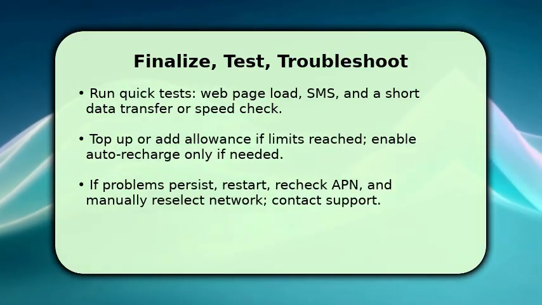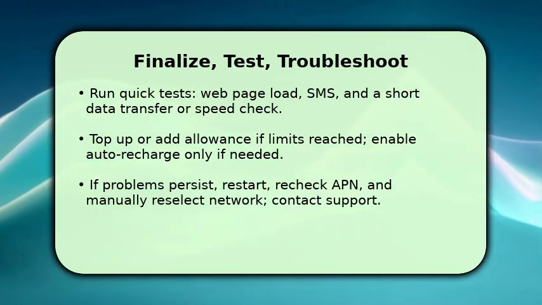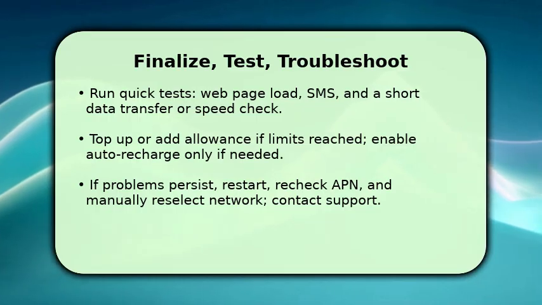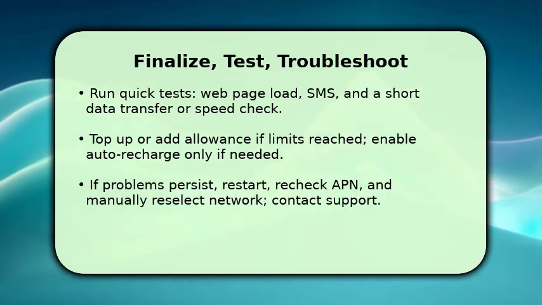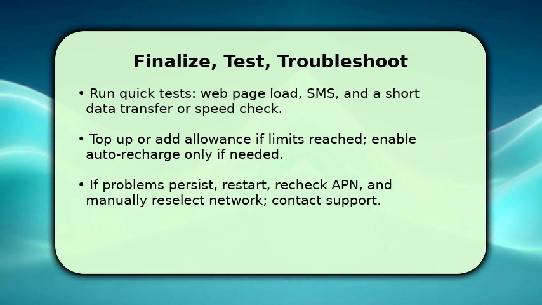If something goes wrong, try the key troubleshooting step. Reboot the phone, re-enter the APN exactly, and manually select a different local operator. If that fails, confirm the SIM shows active on the operator portal, and then contact support for activation or provisioning issues.